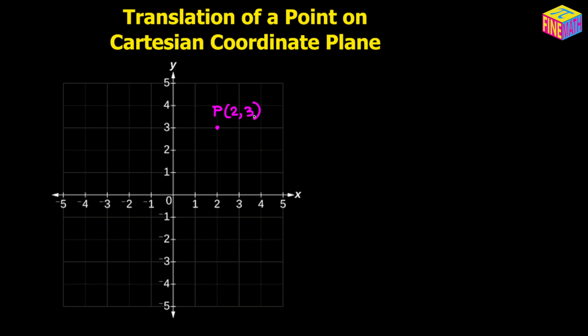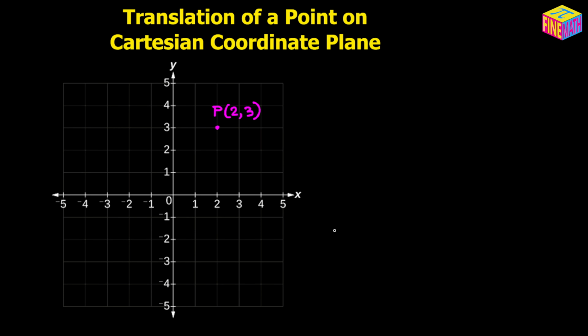Hi everyone, in this video we are going to discuss translation of a point on the Cartesian coordinate plane. Suppose we take this Cartesian coordinate plane with the x and y axis here, and suppose we have a point P whose location is 2, 3. It's in the first quadrant and the coordinate of point P is actually 2, 3.